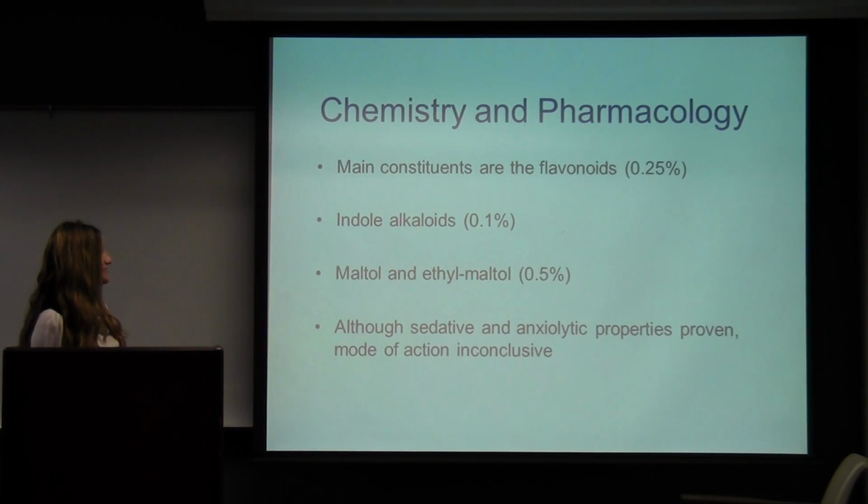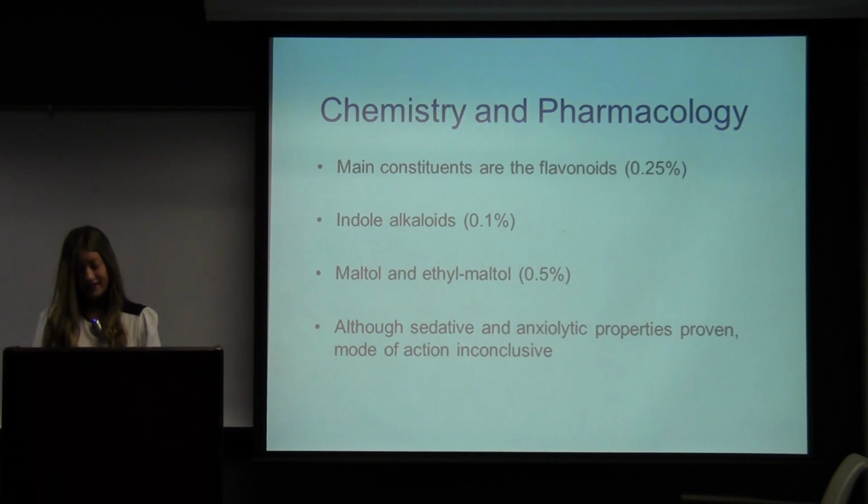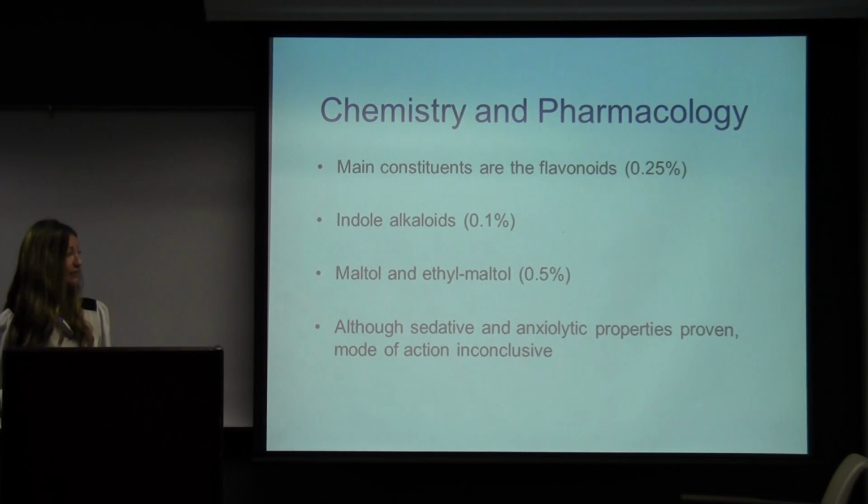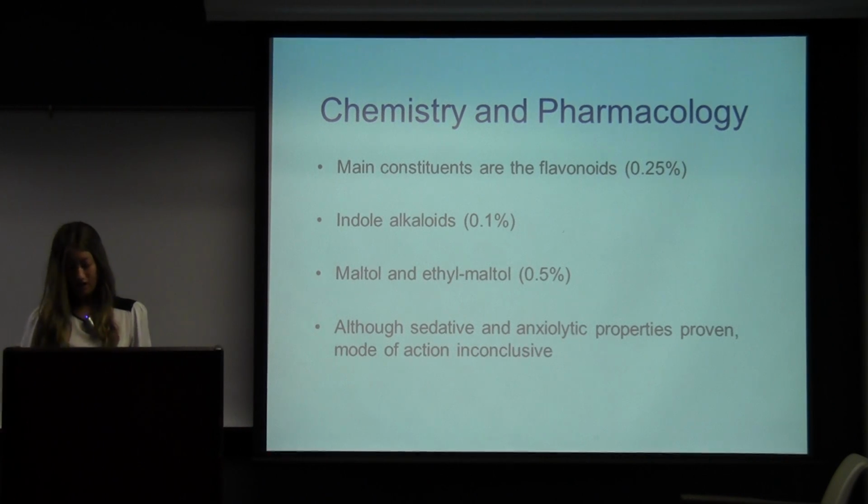So now getting into its chemistry and pharmacology, its main constituents are the flavonoids, which include vitexin, isovitexin, orientin, isoorientin, and apigenin. It also has some indole alkaloids, which comprise about 0.1% of the plant. That includes harman, harmol, and harmolol. It also contains maltol and ethyl maltol at around 0.05% of the chemistry.